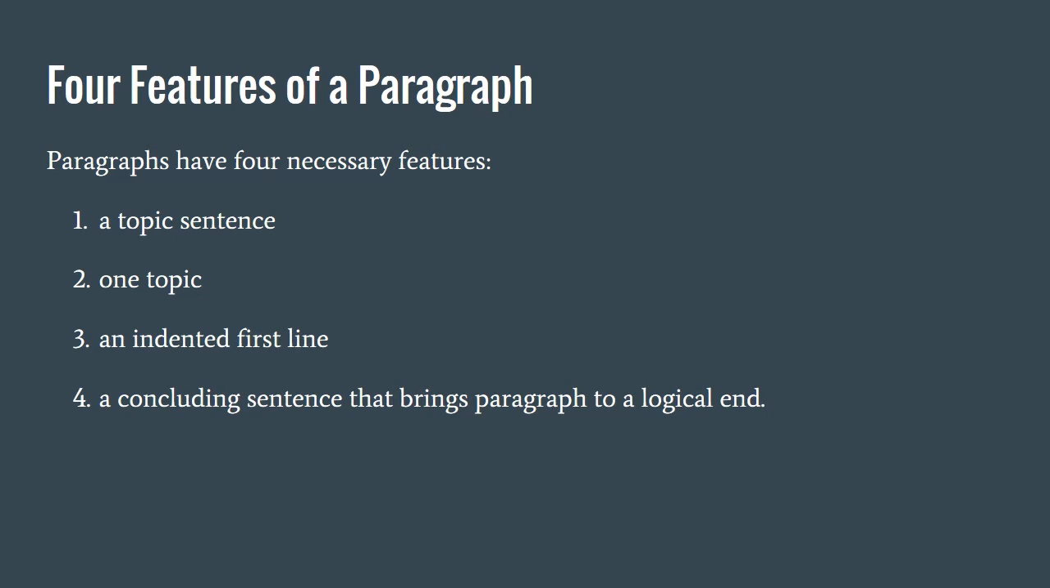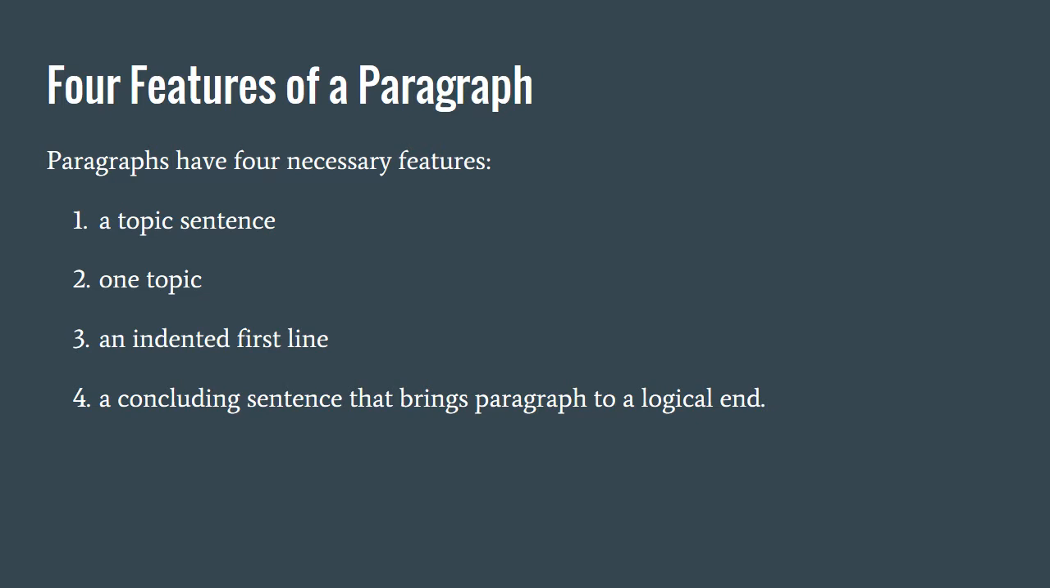So there are 4 features of a paragraph, and these are necessary features. So they must be there. First of all, we need our topic sentence. Like I said before in the introduction, that is basically your paragraph in a sentence, because it wraps up the entire paragraph and says what it's going to be about and what it's not going to be about. Okay? It needs to be about one topic.